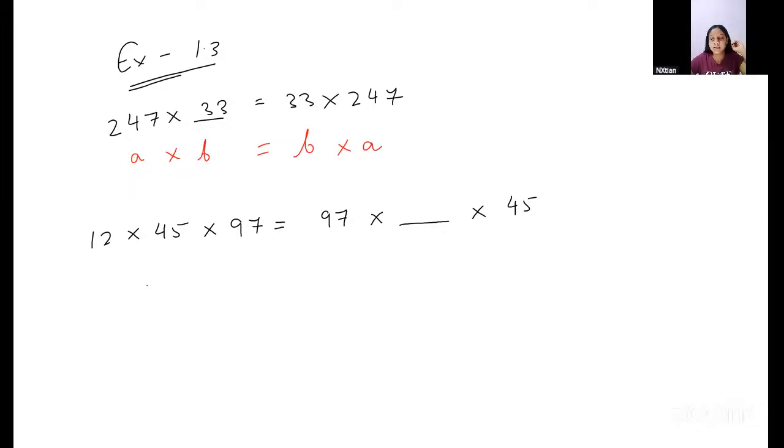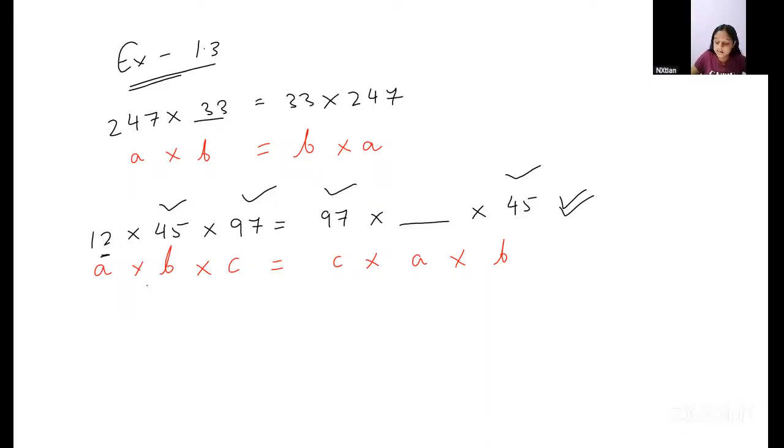Now, in the second one, if I look at it carefully, I have three numbers, A, B, and C. It is in the format of A into B equals C into A into B. Yes, Shreyan, that's correct. Look at the second part: 97 is here, 45 is here, 12 is on one side and 12 is missing on the other side. So in the blank, 12 will come.